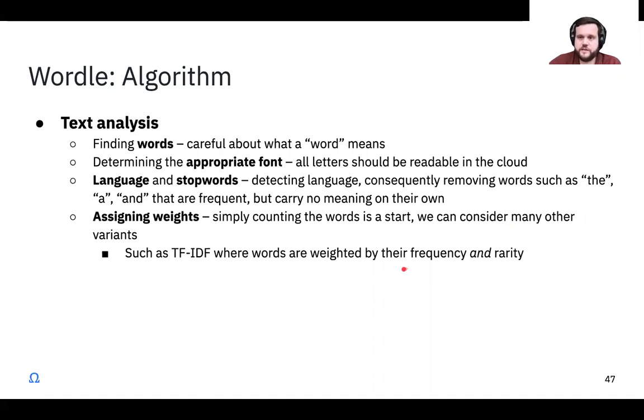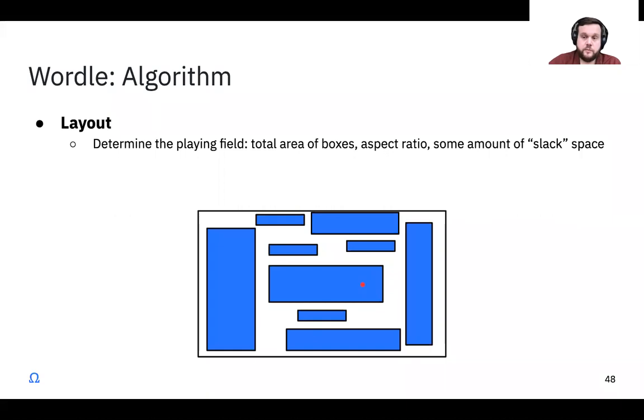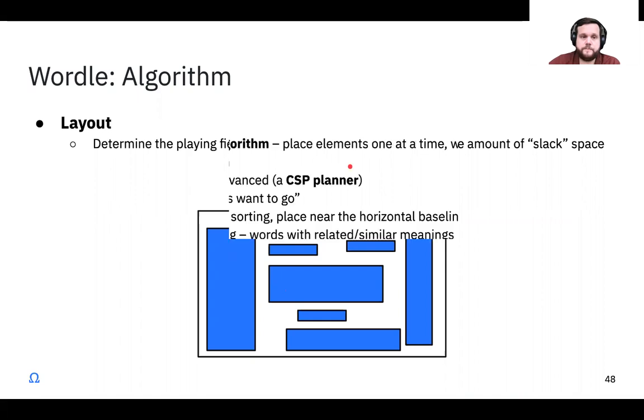We have started discussing the Wordle algorithm with the first building block, which was text analysis. Moving on, one of the components is also layout constraints, which is basically that we have to determine the playing field, so the total area of boxes, the aspect ratio, and some amount of slack space, of course, because we're not filling the space fully to the brim. And these layout constraints are going to be updated as we start placing words. So if we place the first words, then we will start running out of space and so forth.